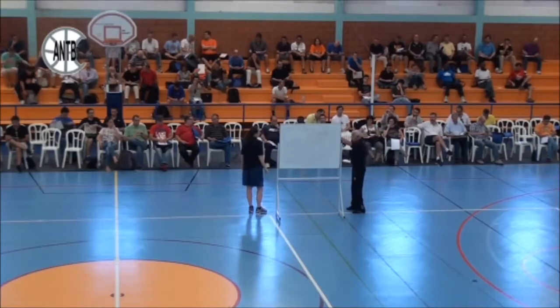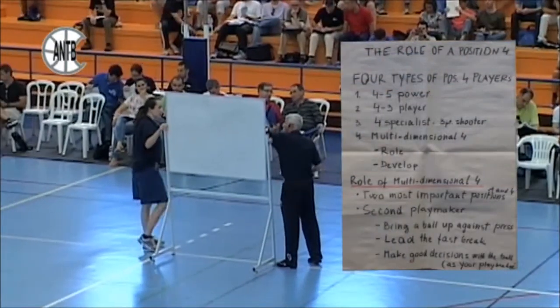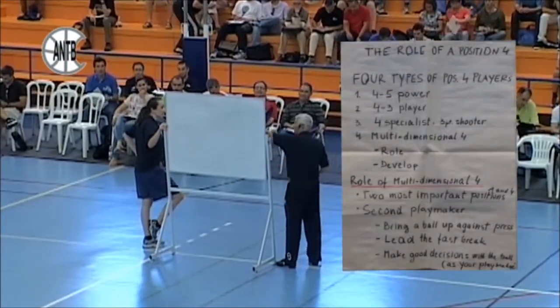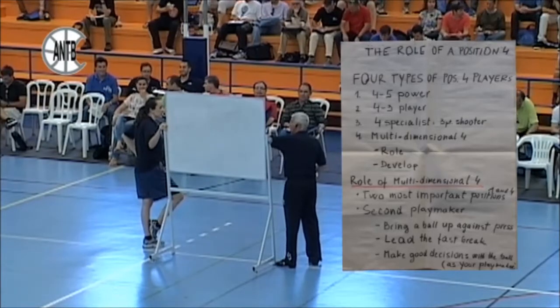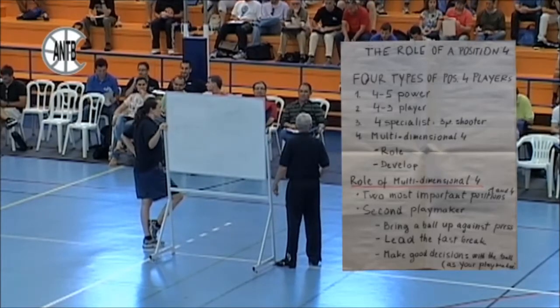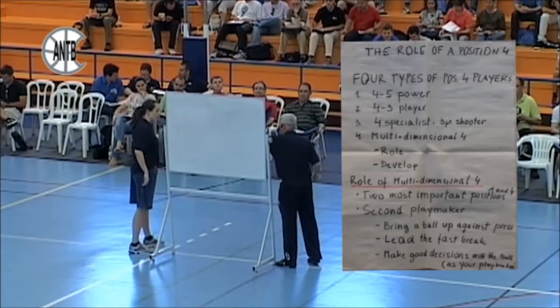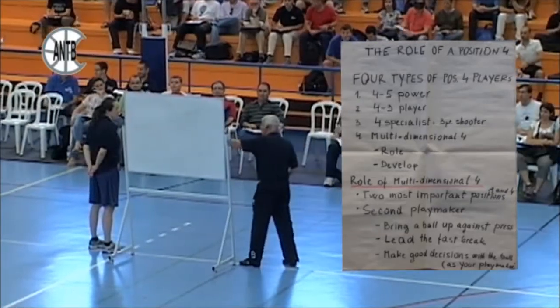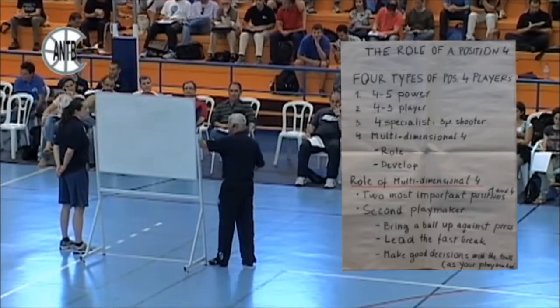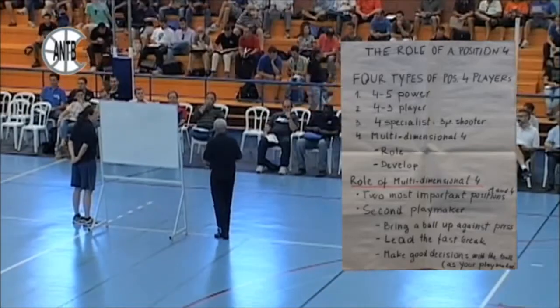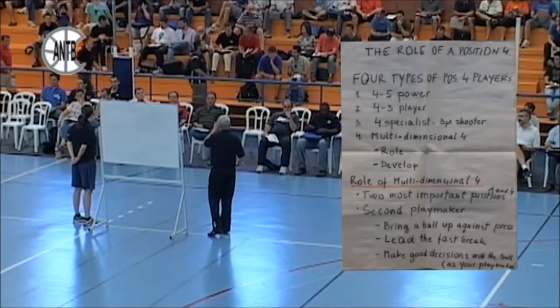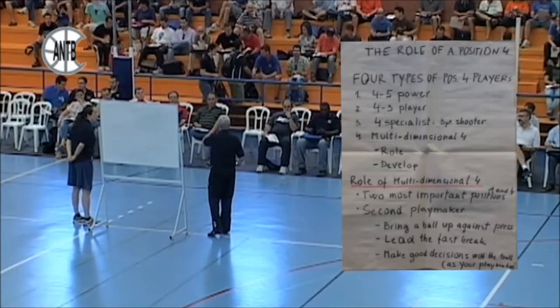So, we know four types of position four players. The 4-5 power player, the 4-3 player who can also play position 3, then the 4 specialist as a 3-point shooter, and the role that is interesting for us, the multidimensional 4. I will give you 3 role models, everybody knows them.